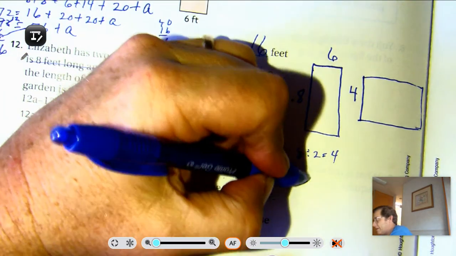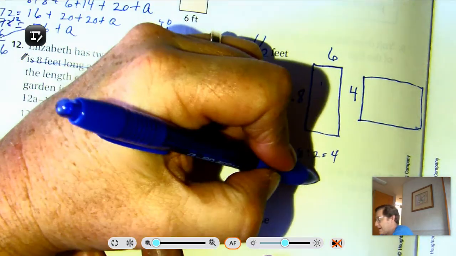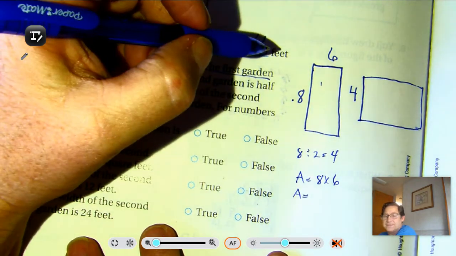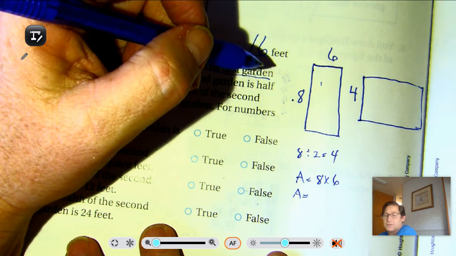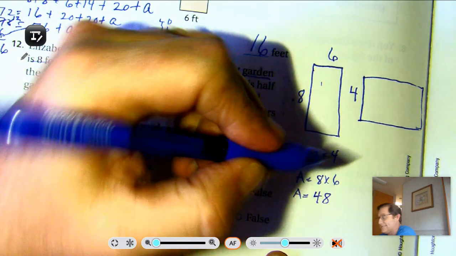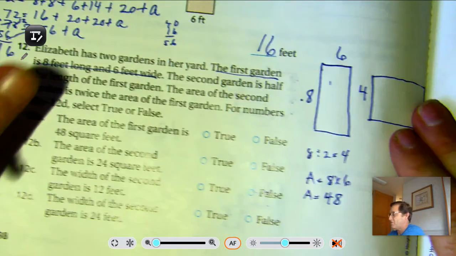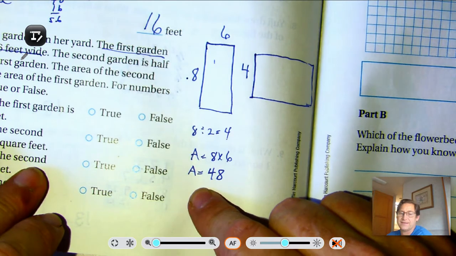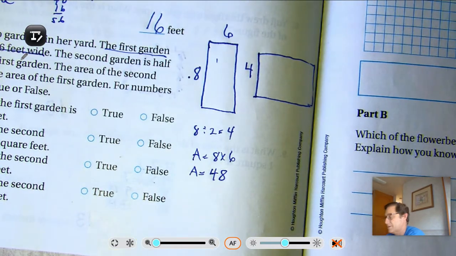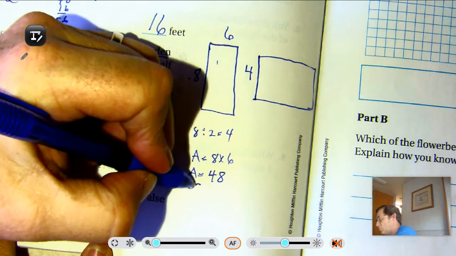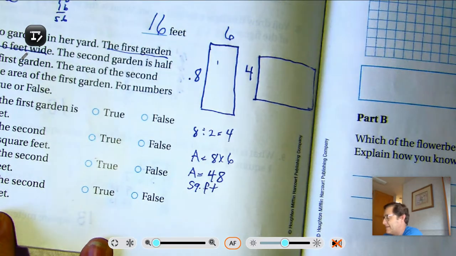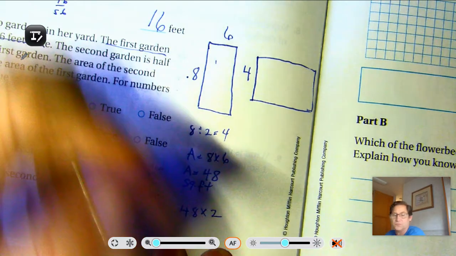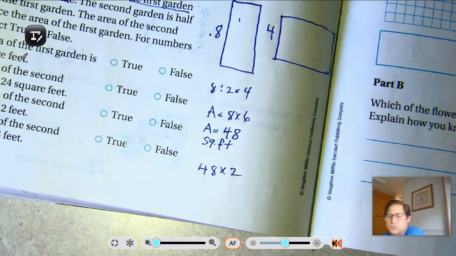So what's the area of this first rectangle? It's 8 times 6, right? So the area of the first one is 8 times 5 is 40, plus one more 8 would be 48. And now they're telling me that the area of this one is twice the area of 48. So 48 square feet. And the second one is twice as much. So 48 times 2.